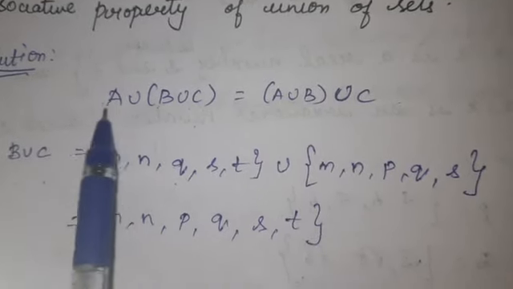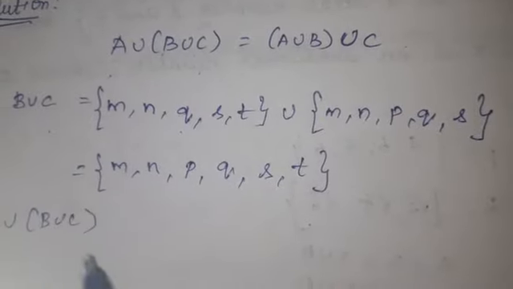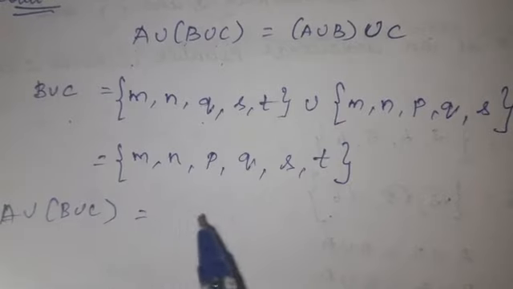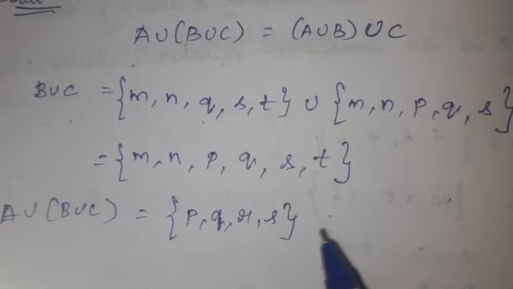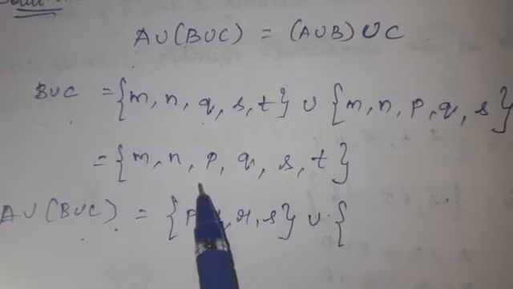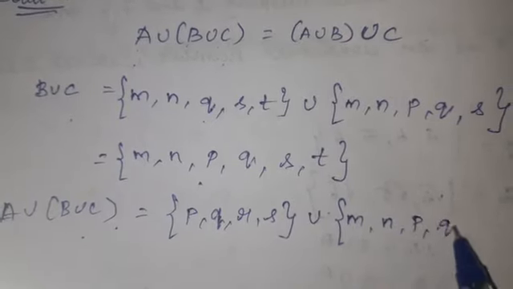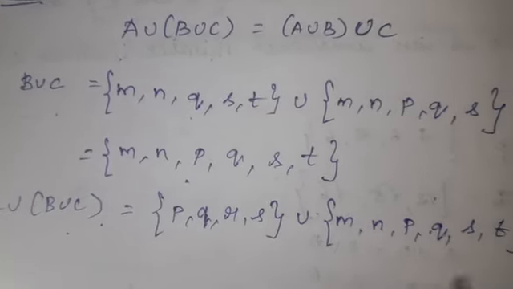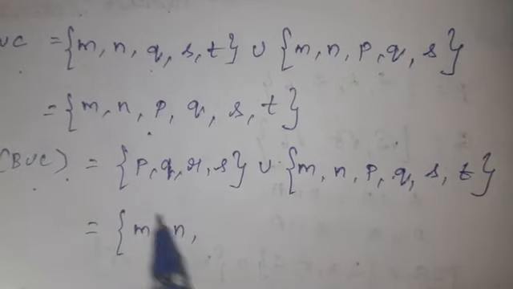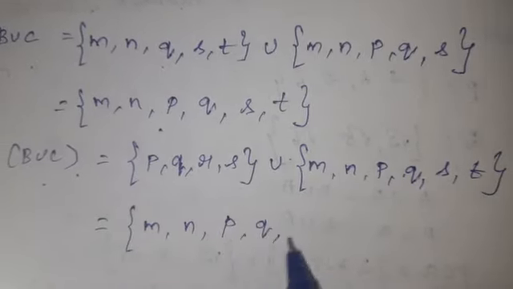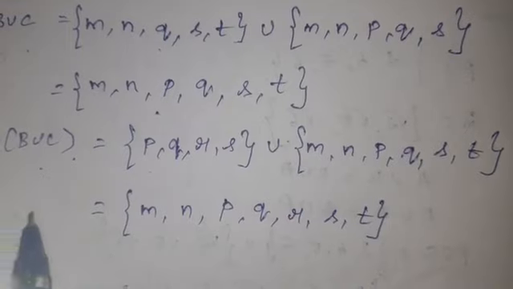Next you should find the full part, A union (B union C). A union (B union C) is equal to the A set, you write P, Q, R, S, union B union C, the answer you found. That one you should substitute: M, N, P, Q, S, T. For both you should take the union. First I am writing M, N. Next P, Q, R, S, T. This is the LHS side, A union (B union C).